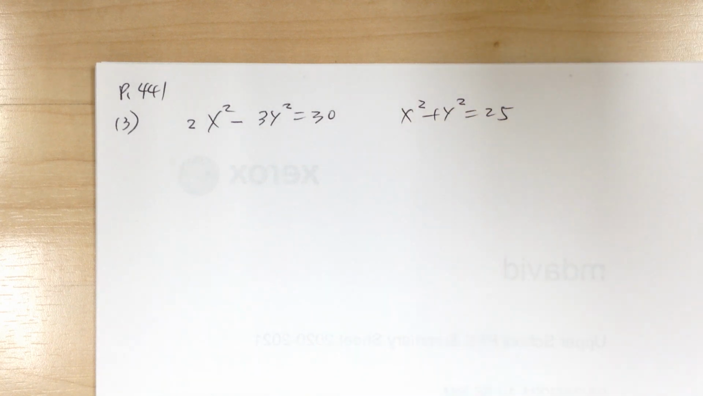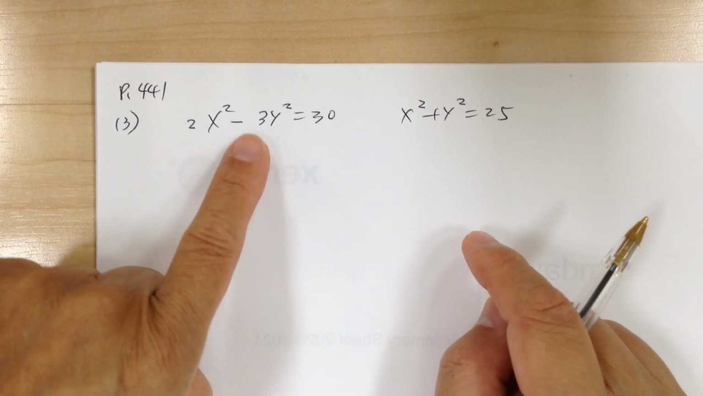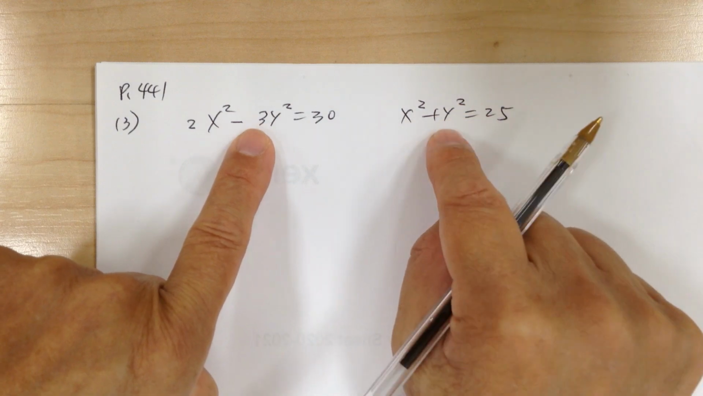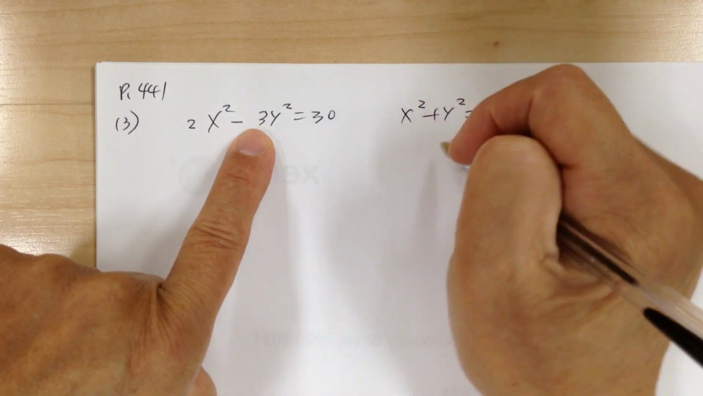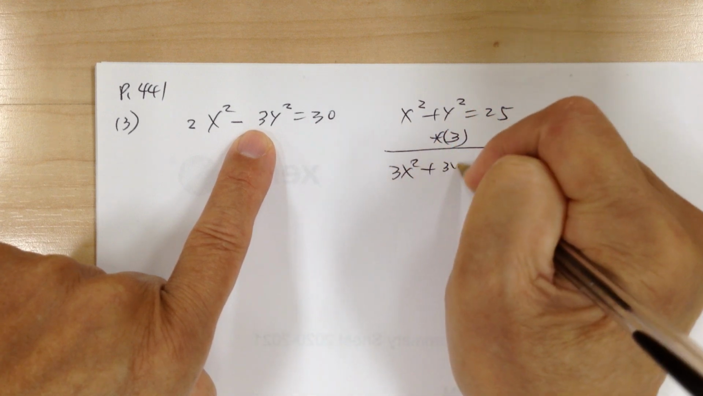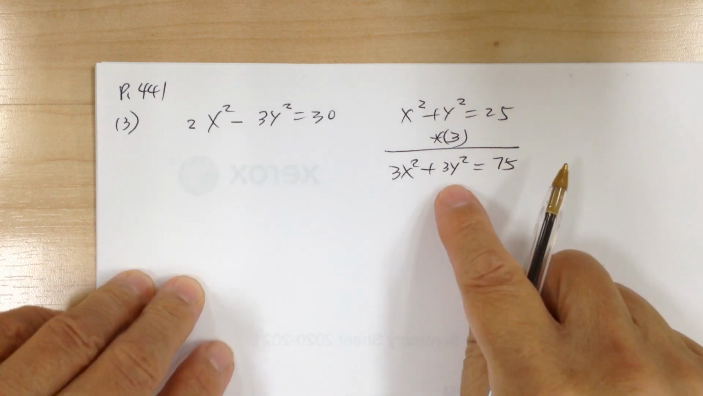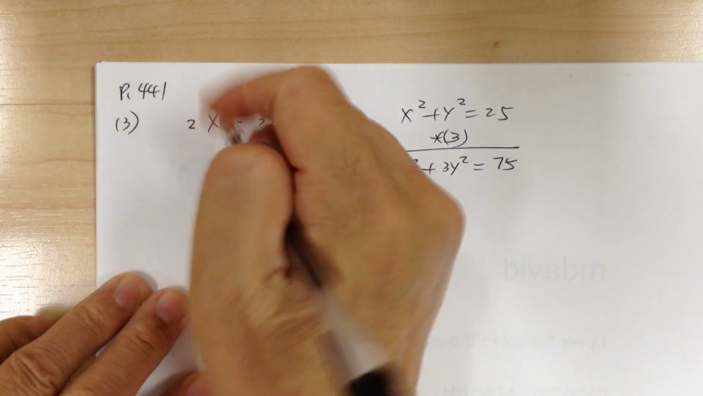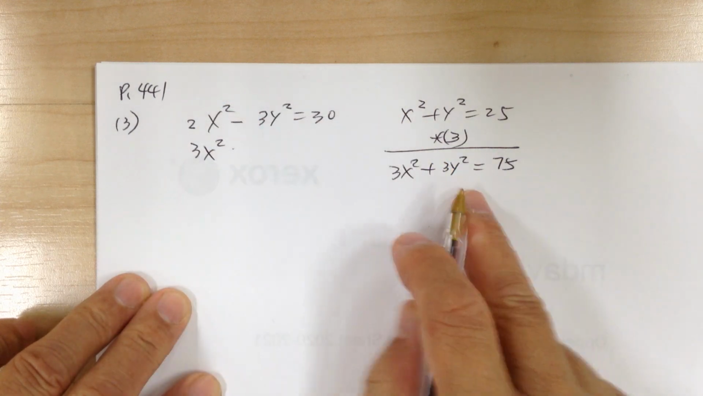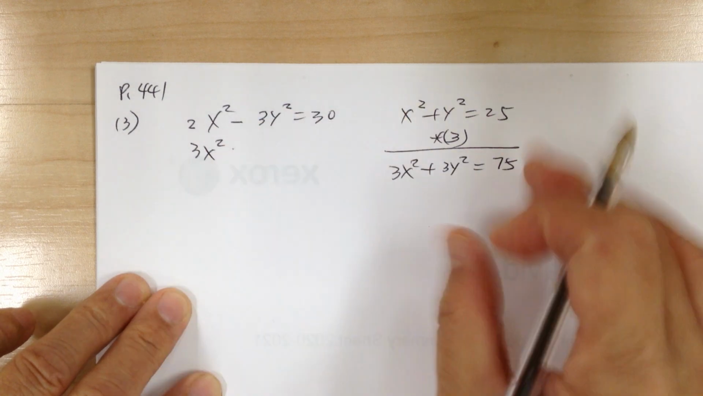Okay, so this one you got two equations, so I'm going to do elimination method. Since this is already opposite sign, I'm going to eliminate the y. So I'm going to multiply by 3. So I get 3x squared plus 3y squared equal to 75. Okay, and I'm going to put this under here. It doesn't matter which one you put under. You can put this under here, it doesn't matter. I'm just going to put this over here so I even out the two columns.